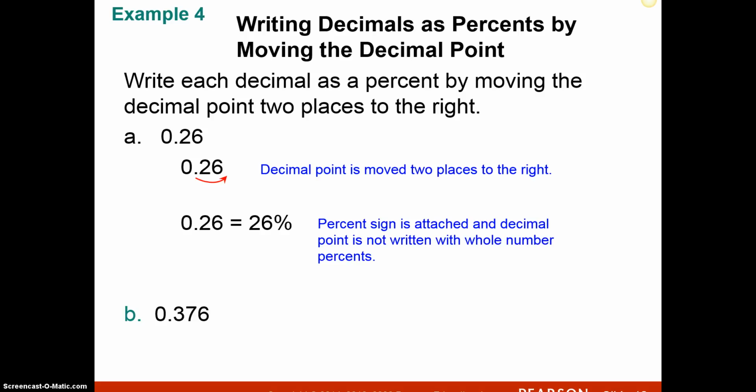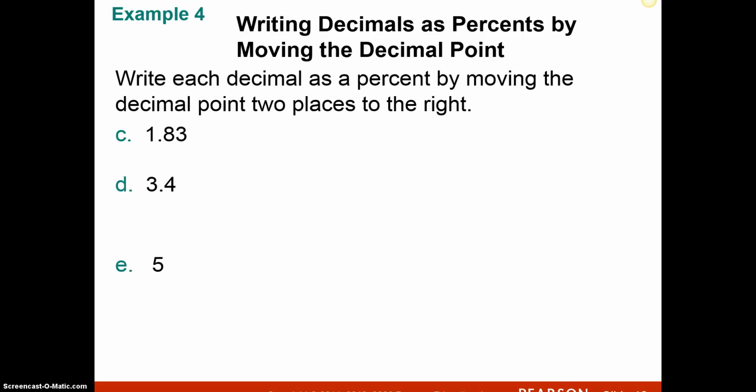So now B, 0.376, again, move it twice to the right and you get 37.6. And just remember, make sure you add that percent sign onto the very end of the problem. All right, so just pause the video now, take a few minutes and try to do C, D, and E, and then we'll come back and look at your answers.